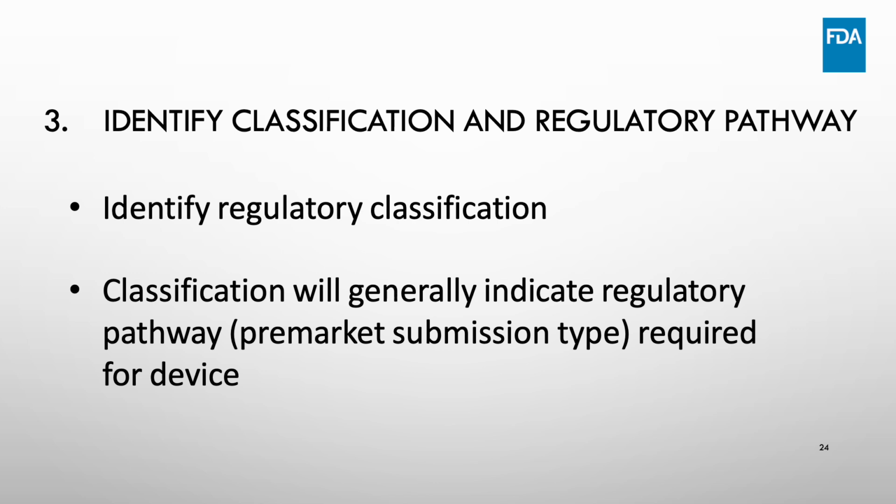Once you have established that your product is, in fact, a medical device, step 3 is to identify its anticipated classification and regulatory pathway. The classification will identify the class of the device as 1, 2, or 3, and will generally tell you what regulatory submission will be needed in order for the device to get to market.